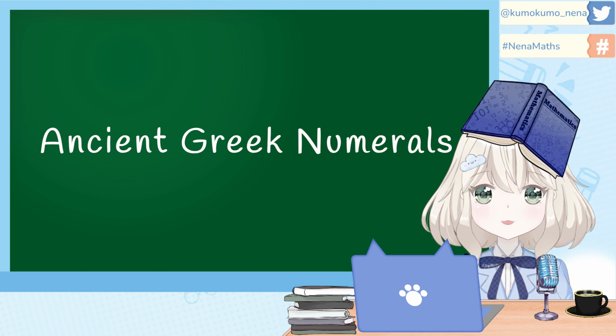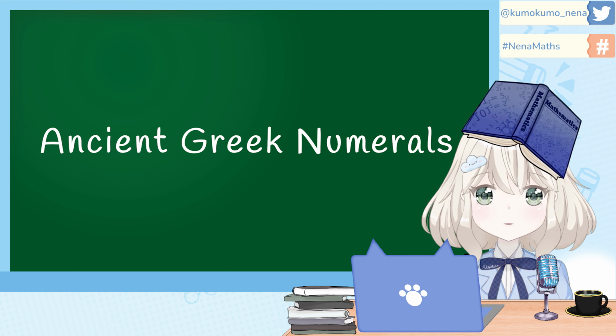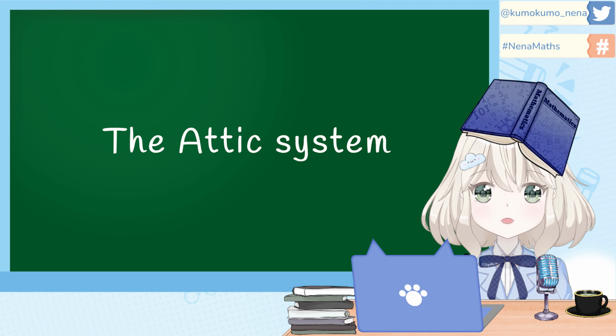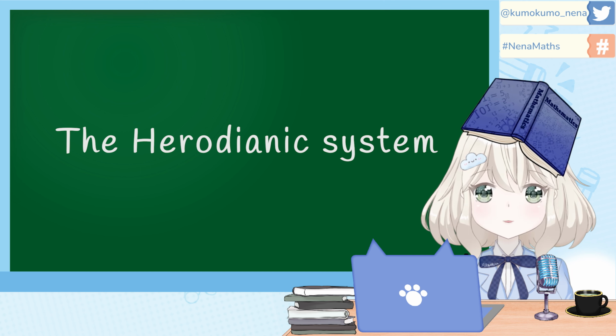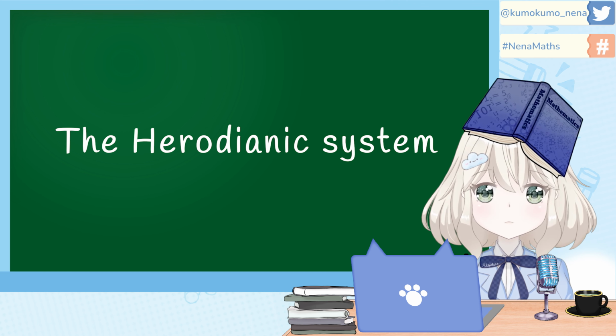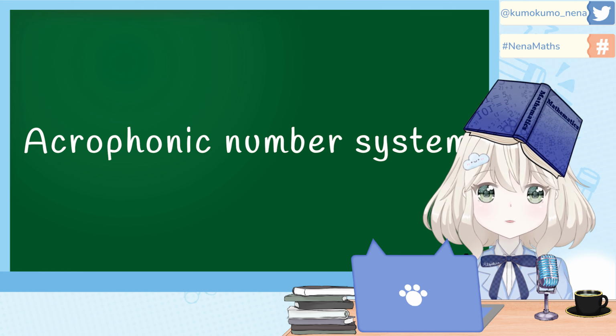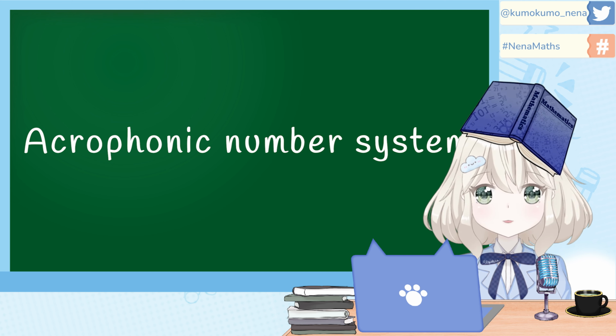In ancient Greece, there were two different types of number systems. The first system we will look at is called the Attic system, which was used by the Athenians in the first millennium BC. This system is also known as the Herodianic system because it was first described by Herodian in the 2nd century, or as the acrophonic number system.